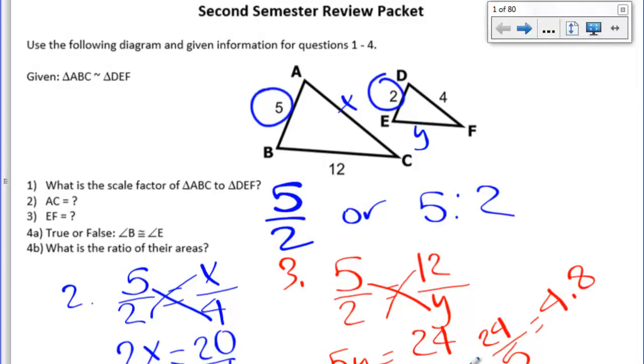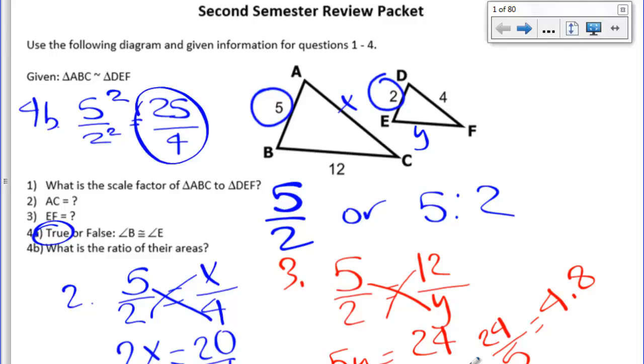Okay, 4A is absolutely true. If shapes are similar, the corresponding angles are absolutely congruent. And for 4B, what is the ratio of the areas? Well, you can use the scale factor to find that. So the ratio of the areas is similar to the ratio of the sides. You just square the scale factor. So we get 25 over 4, and this is our answer.